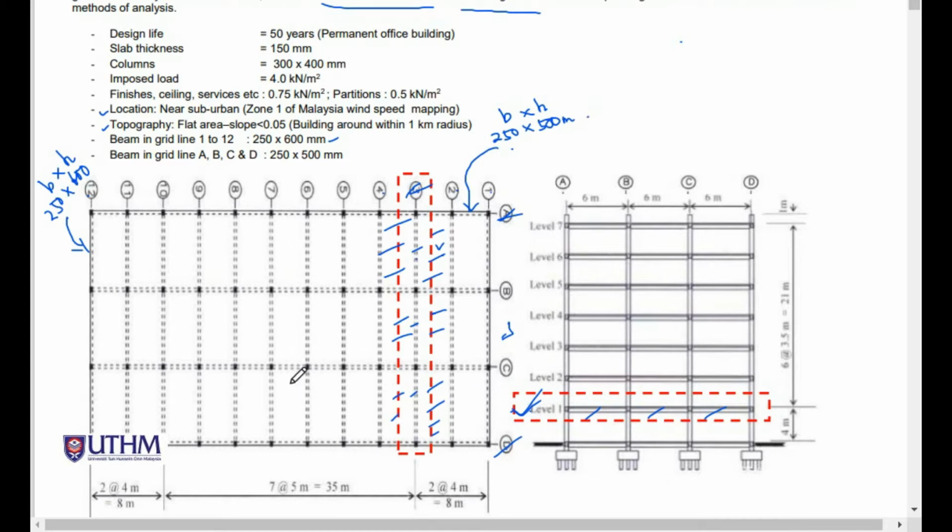Okay, and the length for this span is 6 meter. This one 6 meter, 6 meter, 6 meter. So all spans are equal. And the height for the column, this column height is 4 meter, and after level 1, each column has a height of 3.5 meter. So the height is 3.5, 3.5, 3.5, and the bottom level is 4 meter.